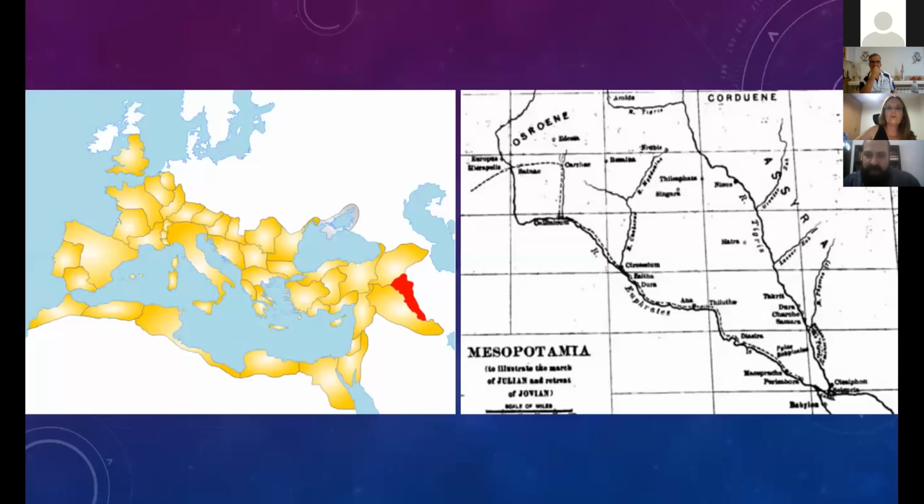Adiabene remained an independent Jewish kingdom until 116, when it was conquered by the Emperor Trajan and incorporated as the Roman province of Assyria. Nevertheless, many Assyrians remained Jewish or continued to convert to Judaism even after the arrival of Christianity.